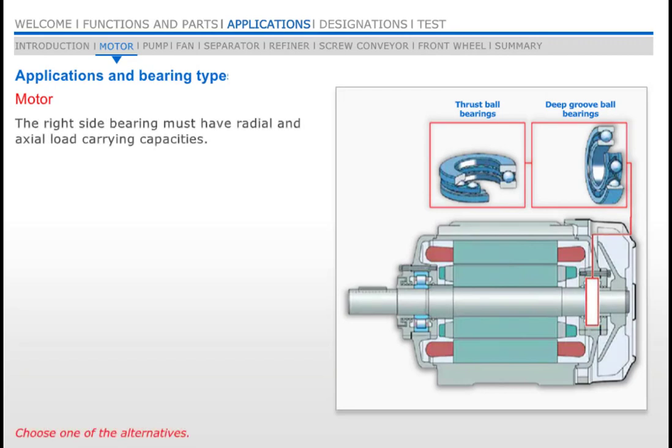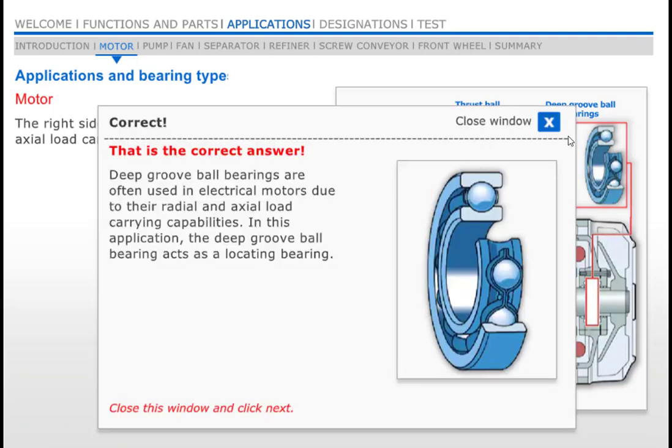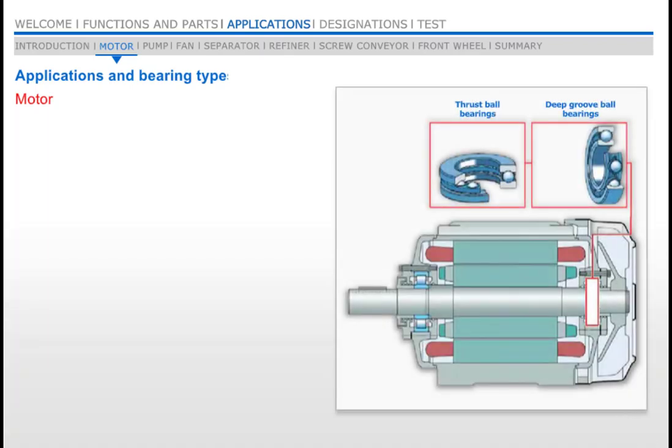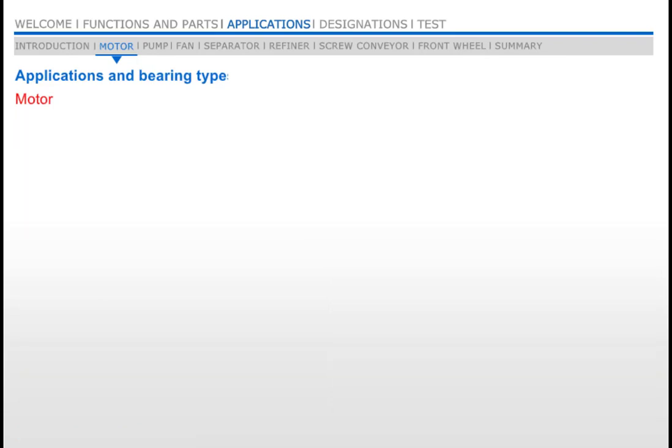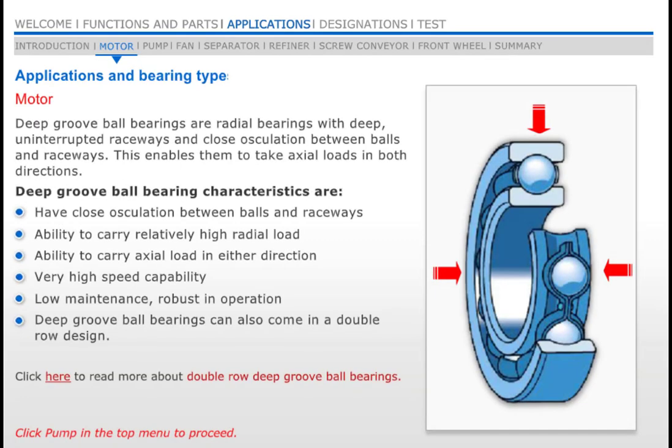It is now time to choose the right side bearing. Deep groove ball bearings have deep, uninterrupted raceways and close osculation between balls and raceways. This enables them to take axial loads in both directions.